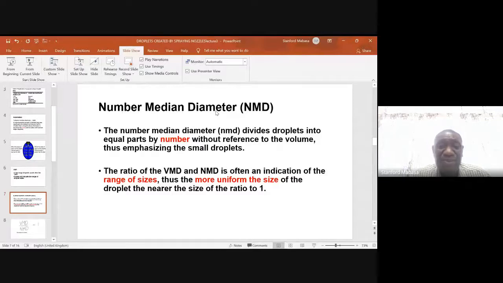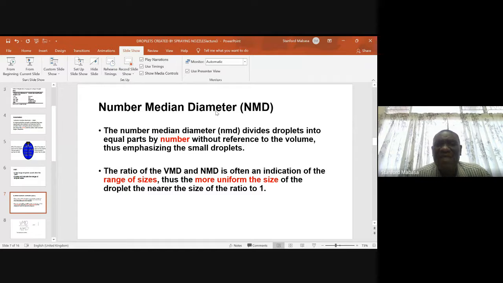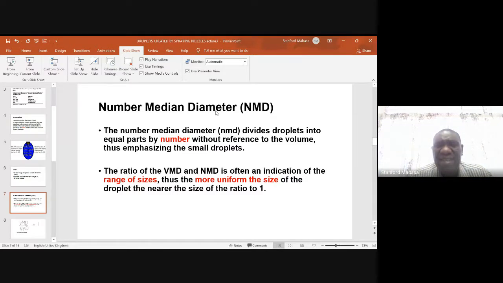There's also what we call the number median diameter, NMD. The number median diameter, NMD, divides the droplets into equal parts by number without any reference to volume, thus emphasizing the small droplets. So in a sample, you just divide it into two, and the droplet which is in between, that is the median, is representing the number median diameter.